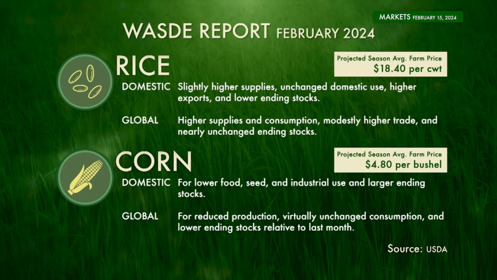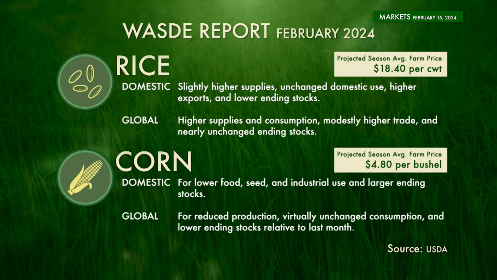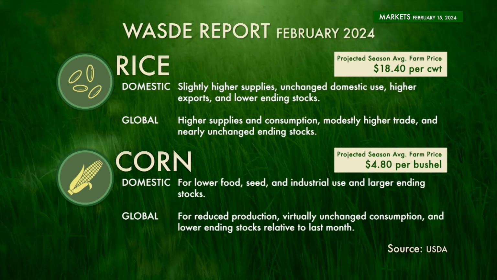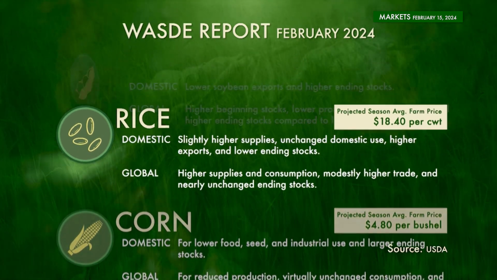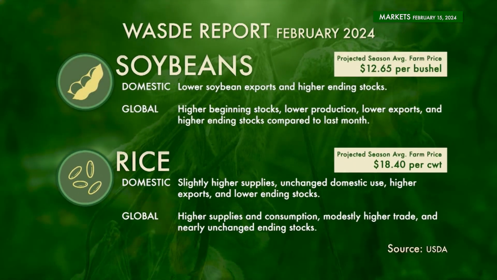Global rice supplies up on higher stocks in Indonesia, Vietnam, and higher production in Sri Lanka. Consumption at a record level. Trade raised and ending stocks down slightly. U.S. soybean exports down due to slow shipping and competition from Brazil. Crush unchanged and ending stocks up. Season average farm price $12.65 per bushel.